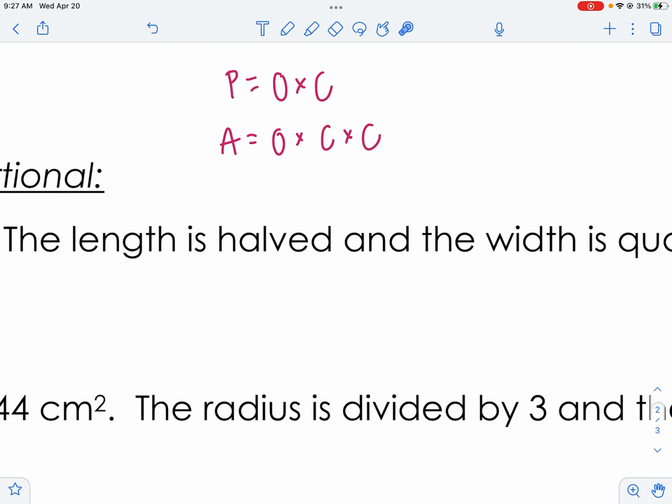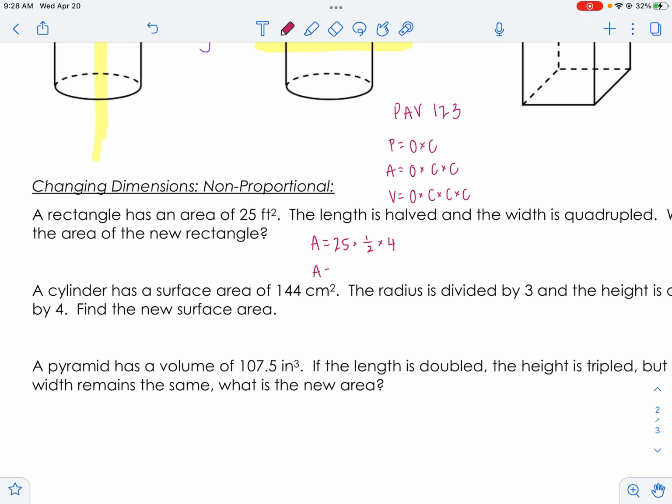And let's take a look back at this problem. So the rectangle has an area of 25 feet squared. So that's my current area, 25 feet squared. Well, I'm going to halve the length. So if I'm looking at area, one of the changes would be half. And then I'm going to quadruple the width. So quadruple would be 4. Well, half of 4 is 2. So 25 times 2 would just be 50 feet squared. And that would be how the area is affected. It would go from 25 to 50 feet squared. It would actually only double because the length was halved and the width is quadrupled.